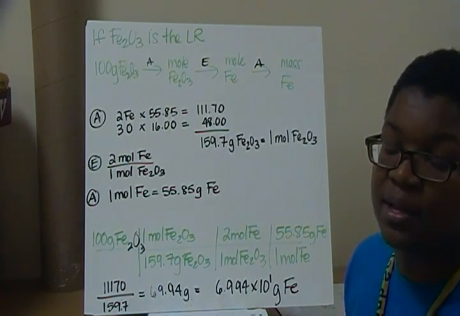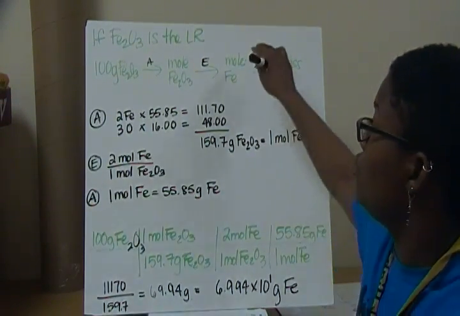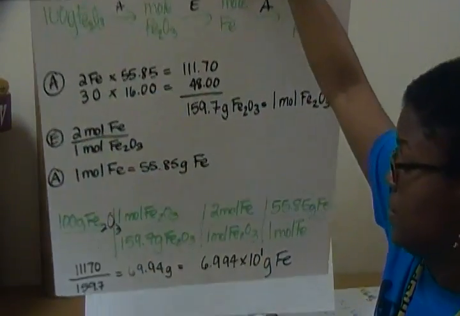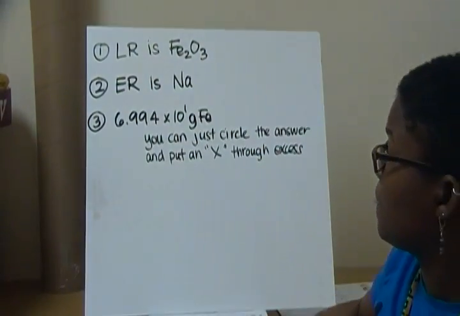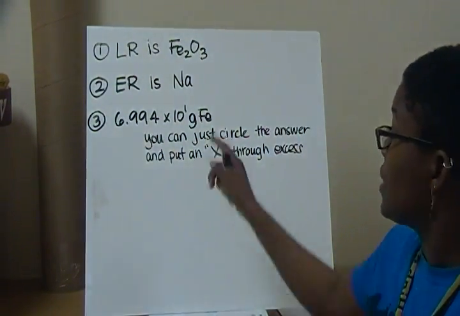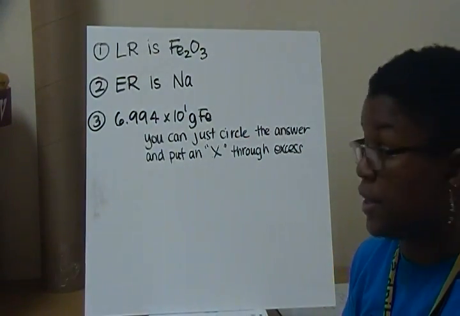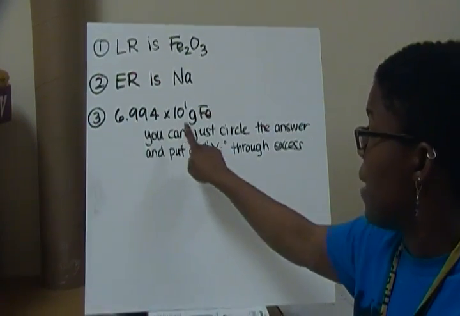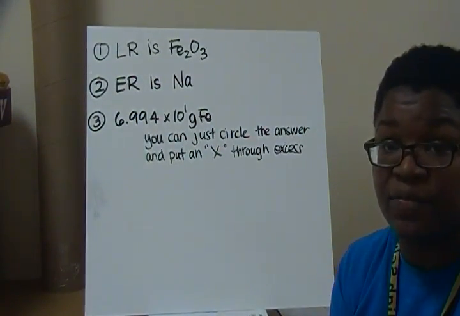So that changes things. Our limiting reactant is going to be the iron 3 oxide. Our excess reactant is going to be the sodium. And our final answer is the amount of iron, expressed in significant figures.